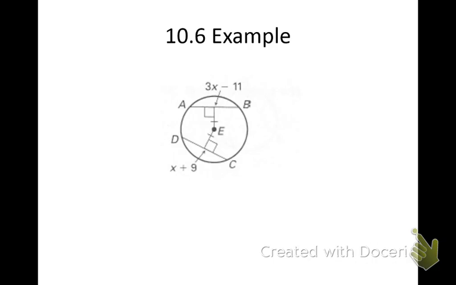Why do they have the right angle there? What does that tell you? Why does that need to be a right angle? Kennedy, what do you think? I'm not sure. Okay, because the shortest distance from a point to a line is on the perpendicular, right? From that point to the line.